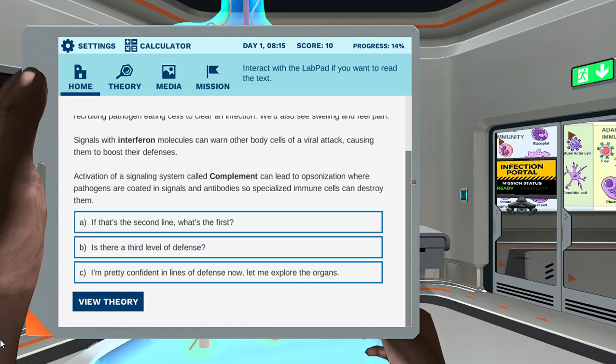Option A. If that's the second line, what's the first? Option B. Is there a third level of defense?